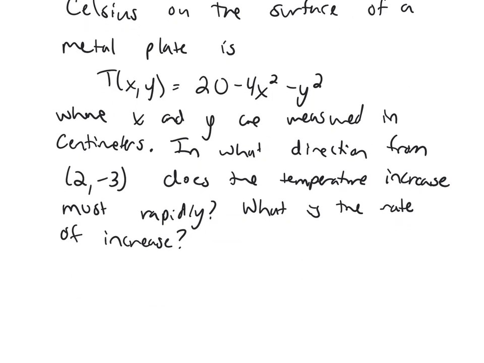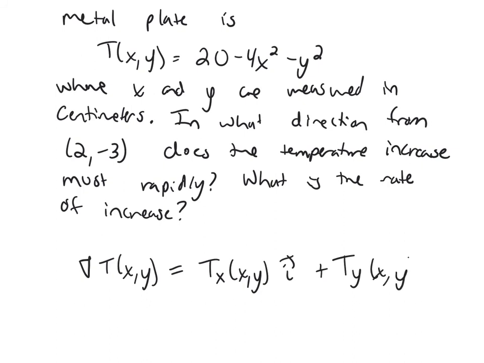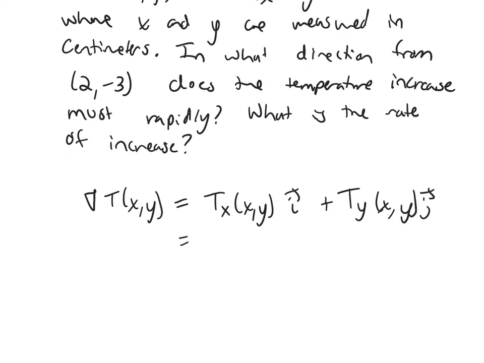So here you're talking about temperature increasing most rapidly, so you want the maximum increase. So we need to look to our gradient. That's what our properties tell us, the gradient of our function. So take the derivative with respect to x, it's T_x i plus T_y j. Take the derivative with respect to x, you'll get negative 8x. Take the derivative with respect to y, you'll get negative 2y.